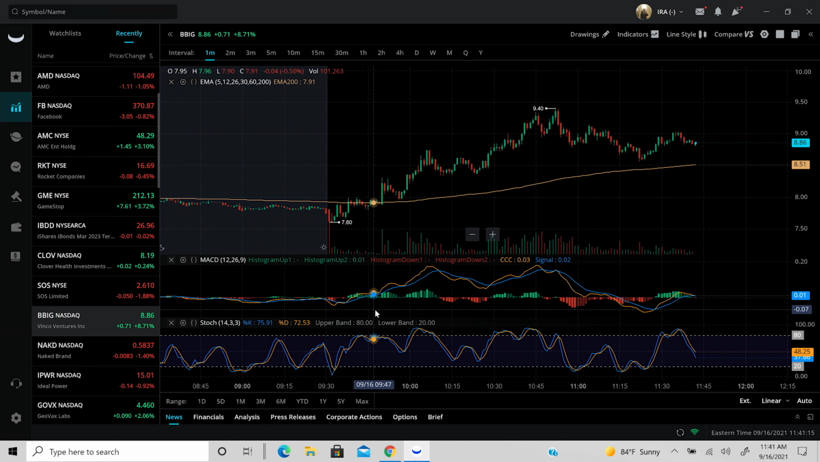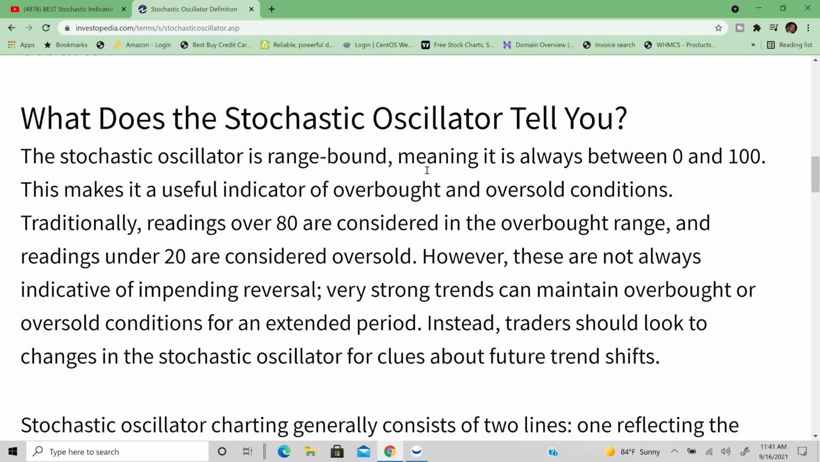We have the Stochastic Oscillator. Now, a lot of you are familiar with the RSI indicator. However, this does things a little different. Let's go ahead and get a definition of what the stochastic oscillator tells you.